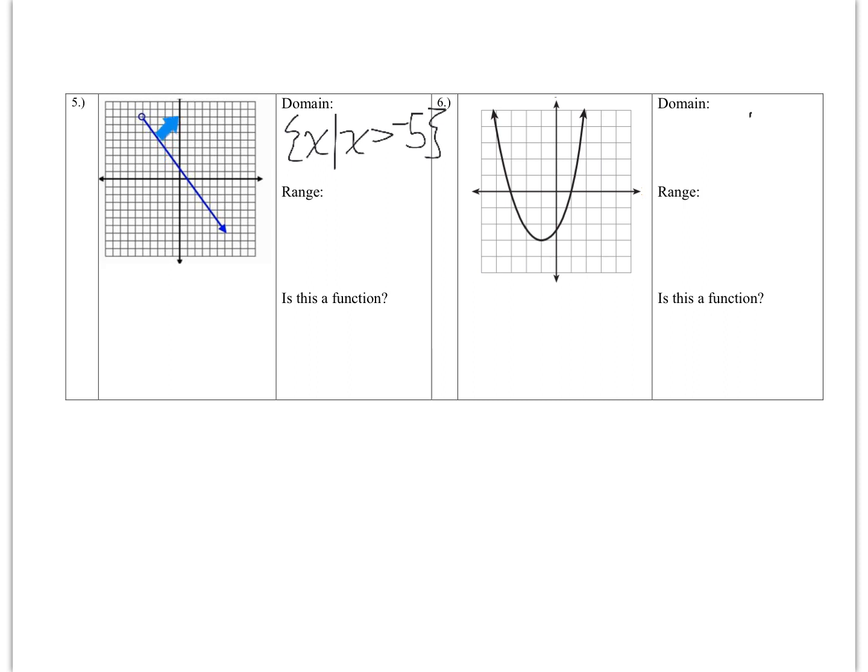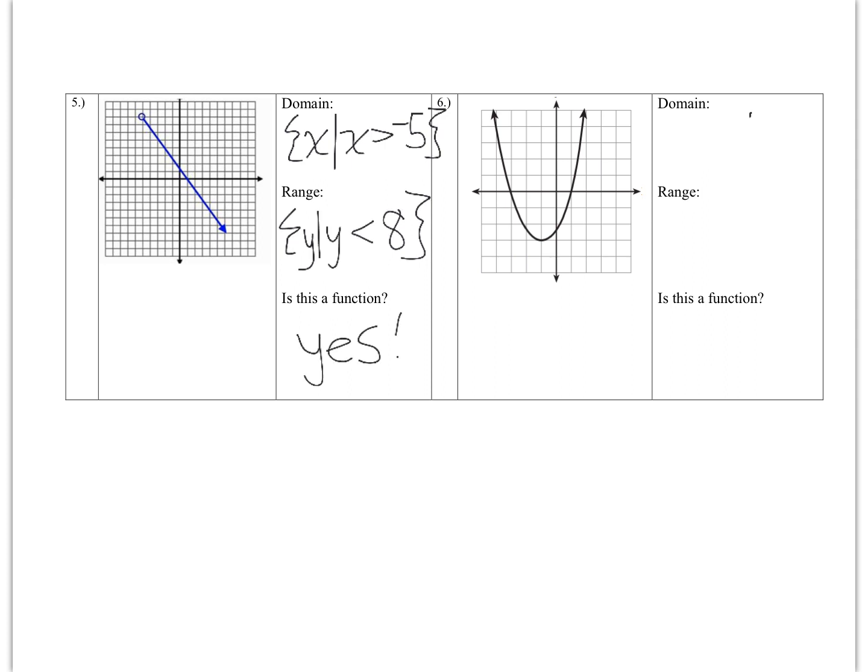So that is the point 8 on the y-axis. So this is 8, and then this line is shooting down. So all the points down are below 8. So this would be y such that y is less than 8. Is this a function? Yes. It passes the vertical line test.